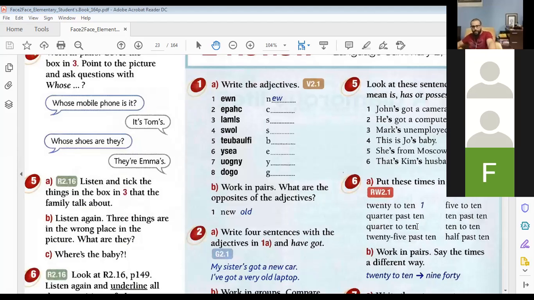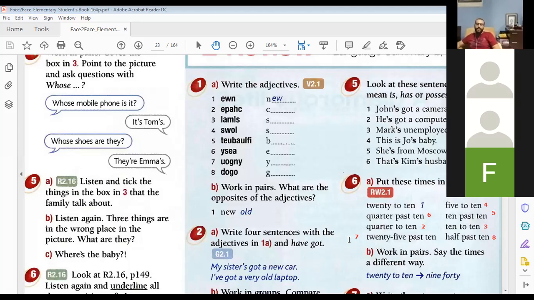Quarter to 10. And the next one? What about 10 to 10? 10 to 10. 5 to 10. 10 past 10. Okay. Quarter past 10. 25 past 10. And number 8? Half past 10. All right.